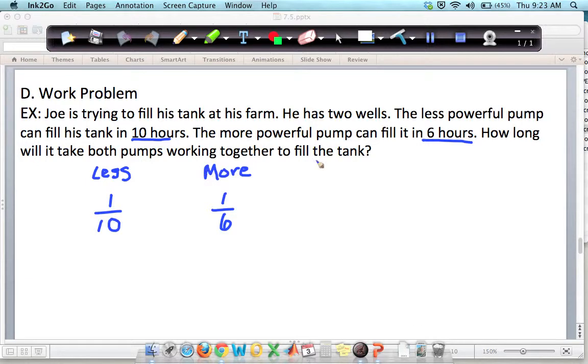Let's call the time it takes them together, we don't know what that is, let's call it t. So I want to know if this 1/10 works together with the 1/6, their time together. How much will they complete together in 1 hour? Well, I don't know how long it takes them working together, but I do know in 1 hour they will have completed 1/t of the amount of work. So this is the equation that I'm going to solve.